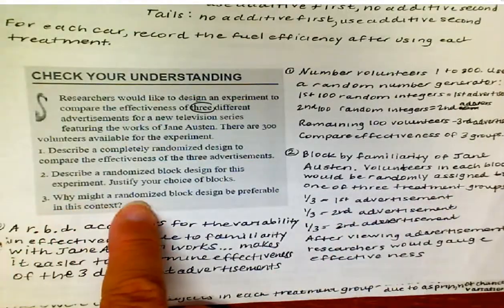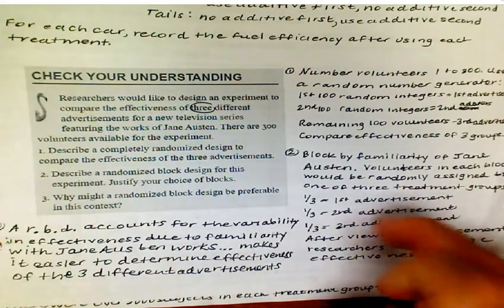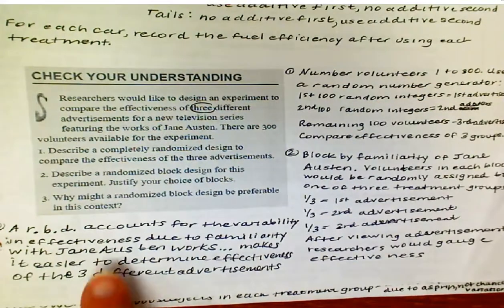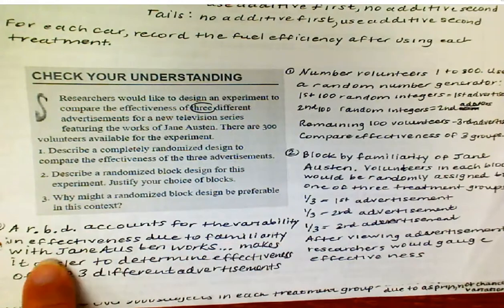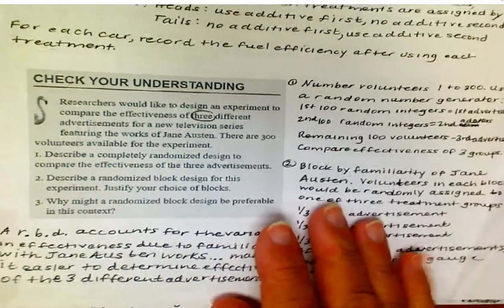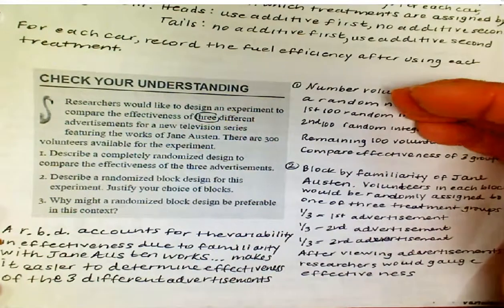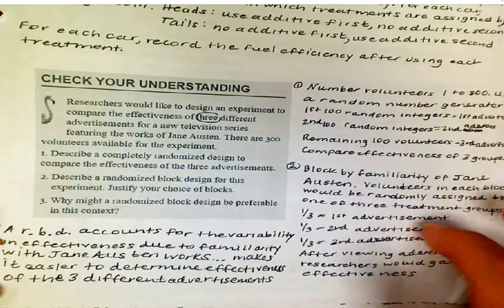And then why might a randomized block design be preferable in this context? Like why would 2 be better than 1? Because it accounts for the variability in effectiveness due to being familiar with Jane Austen's works. It makes it easier to determine the effectiveness of the 3 different advertisements. So that is just a really good summary problem on a completely randomized design versus a block design.